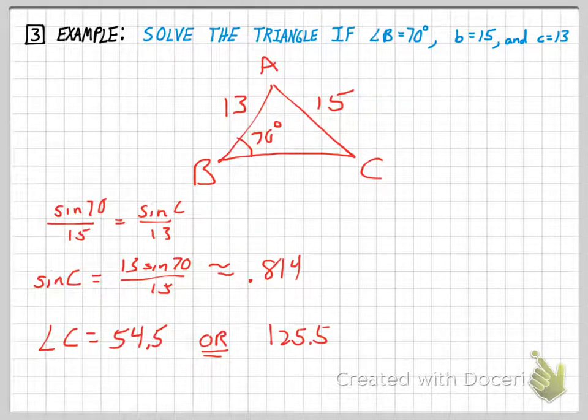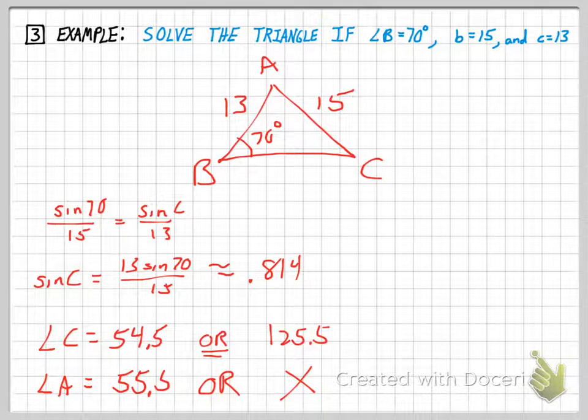So if I add 70 and 54.5, and I subtract that from 180, I get angle A, which is 55.5. Or my second case would be 70 plus 125.5 subtracted from 180, but that's going to give me a negative result. And so this is an example where that second case doesn't work. So this is one of my one triangle cases. And again, you don't know that until you get to that step where you're trying to find the third angle, and it doesn't make sense.